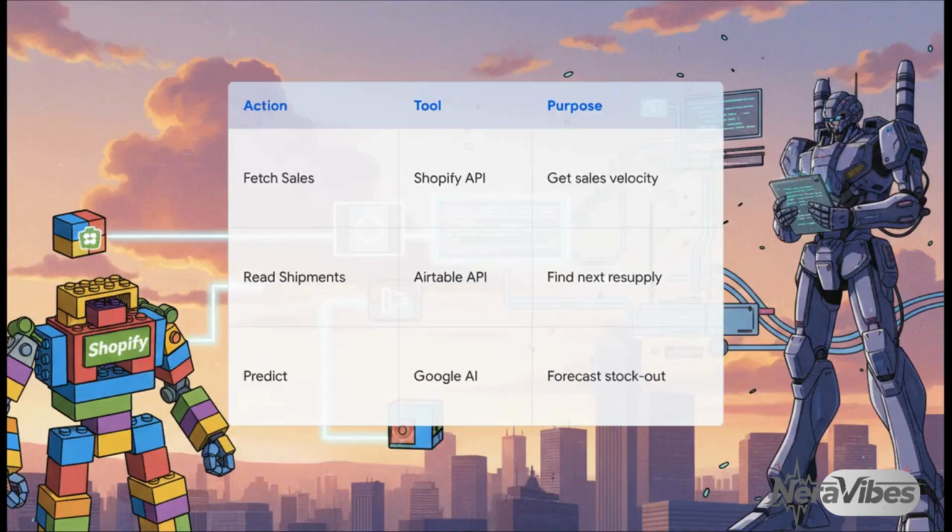Just look at the logic here. A custom agent can fetch sales data from Shopify, check our shipping container status from Airtable, and then feed all of that into an AI model to literally predict the future. It can warn us weeks in advance of a stockout, saving us from a massive loss in sales. A no-code tool just can't do this.